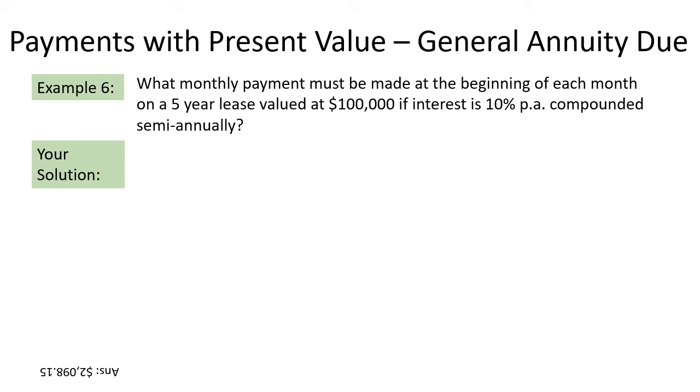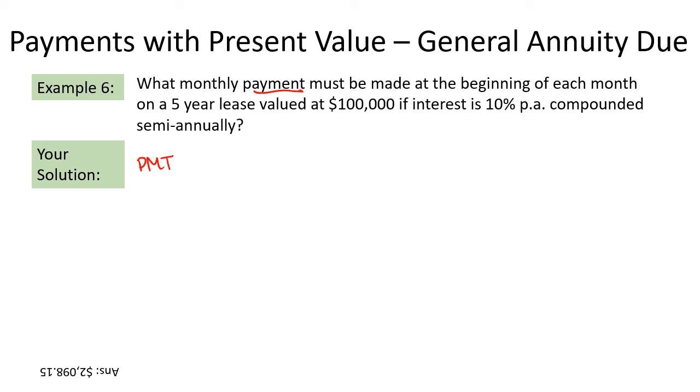Okay, so moving to our last example for this lesson. What monthly payment must be made at the beginning of each month on a 5-year lease valued at $100,000 if interest is 10% per annum compounded semi-annually? Again, we're asking for payment.